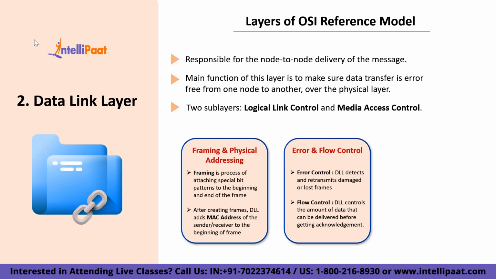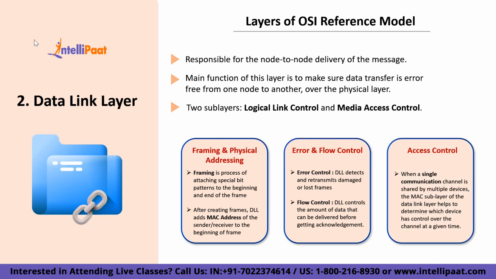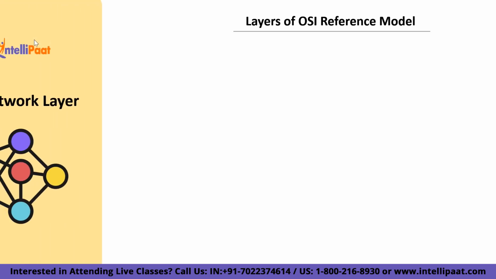Then comes access control. When a single communication channel is shared by multiple devices, the MAC sublayer of the data link layer helps to determine which device has control over the channel at a given time. So what that will do is it will allow the linking of devices in proper manner so that the data may be transferred forward. Then third up we have is network layer.